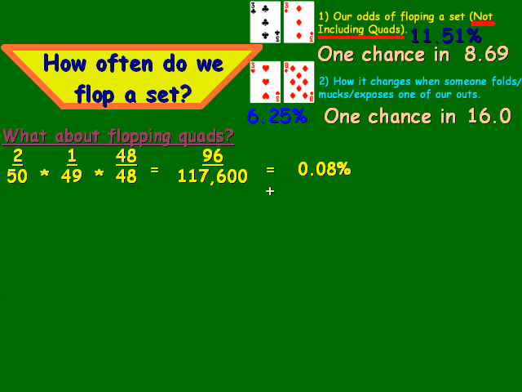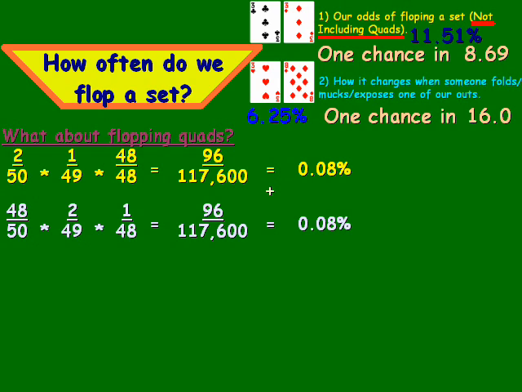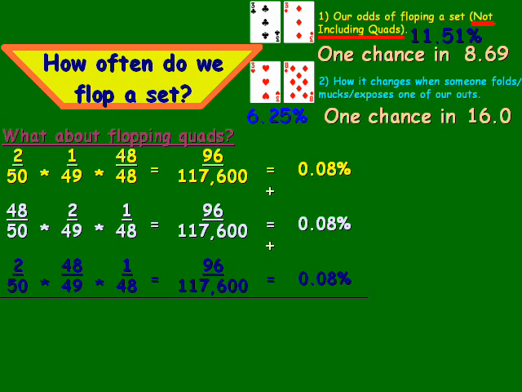The second component we will add is basically switching the top numbers around and keeping the bottom numbers the same. That's the second way you can make quads. It's also 0.08%. And the third component, which we'll add, is also 0.08%. That gives us a total of 0.24%, which is approximately, if you do the inverse, 1 chance in 408.3.